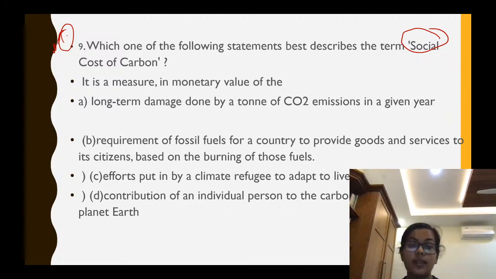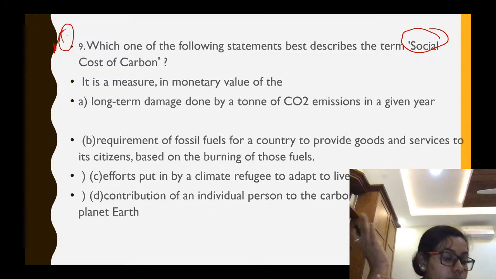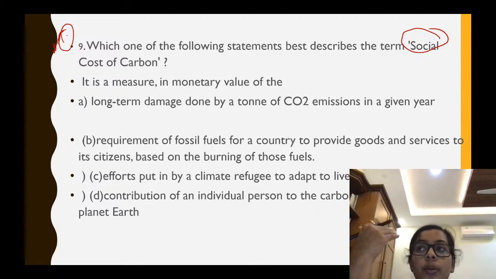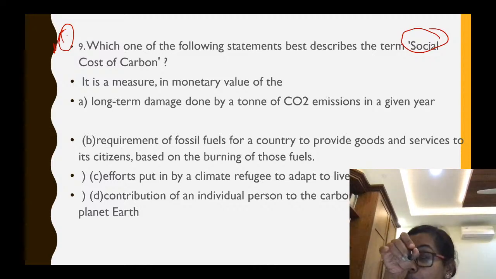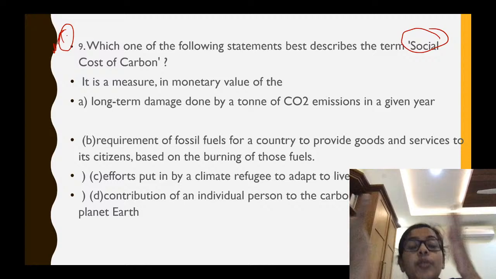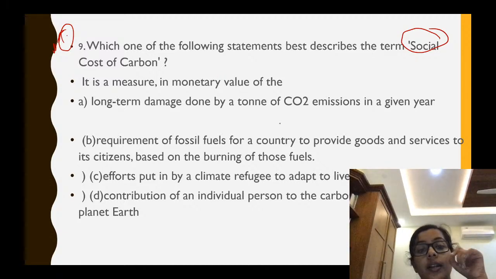Confused. This is the other way around from carbon sequestration. Social cost of carbon means you have to pay some amount while you are using it. If our carbon production is there, we have to pay a fine, a penalty. We discussed it with carbon sequestering and all. So that is the social cost of carbon. Using more carbon, you have to pay more money. It is a measure in monetary value of the long-term damage caused by a ton of CO2 emissions in a given year. The first option is correct.